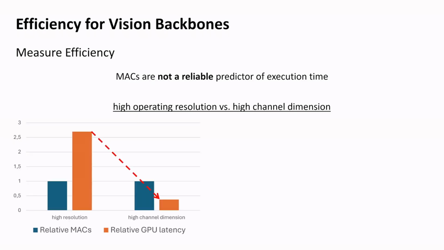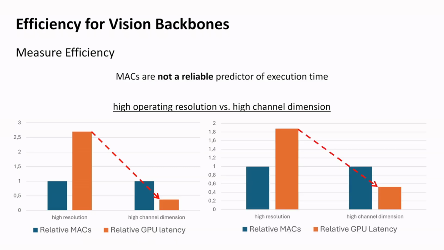On the left we can see that the low-resolution model with high channel dimension is much faster in terms of GPU latency. That is nearly 3 times as fast. The same also applies to the models on the right side. Here the difference is smaller, however. The lower resolution model is only twice as fast. As a reminder, the figures depict the relative GPU latency of the models to each other, not absolute numbers.